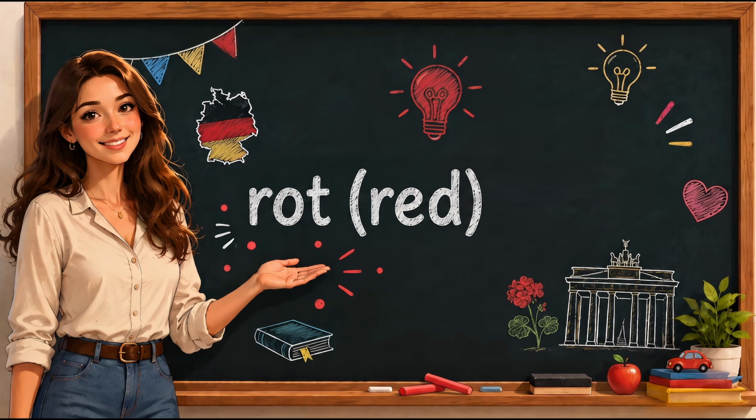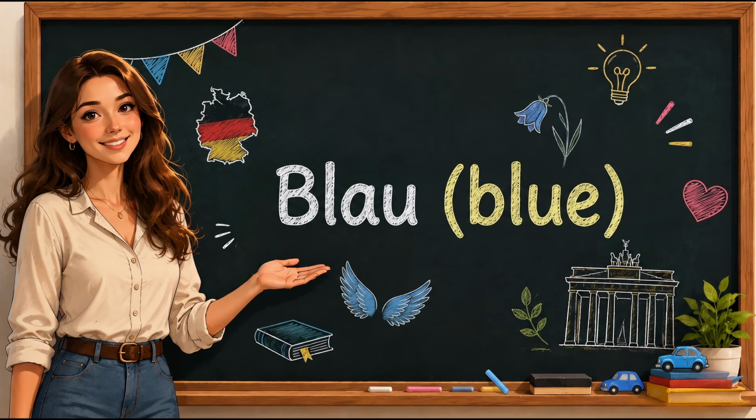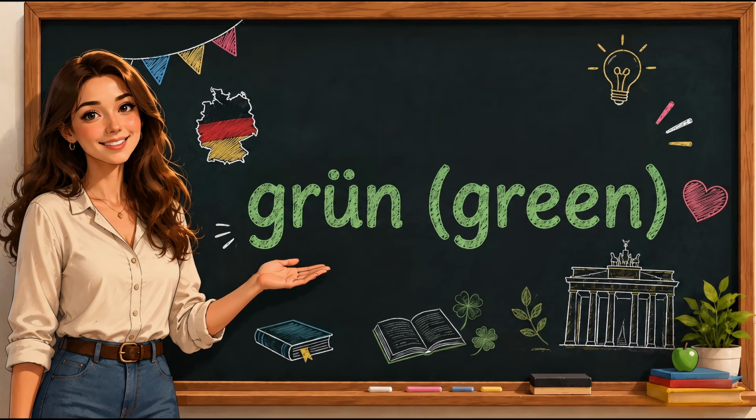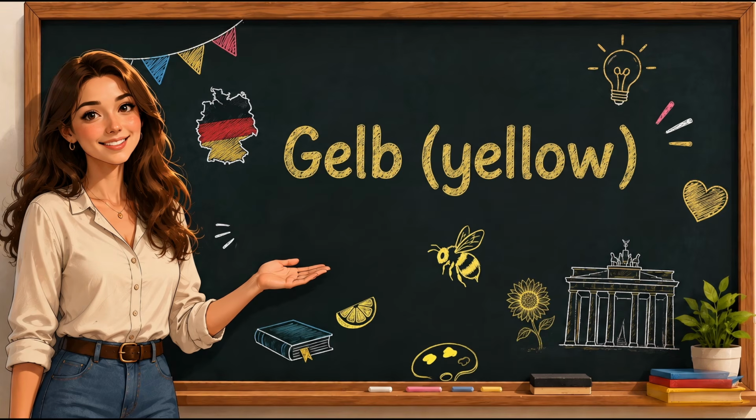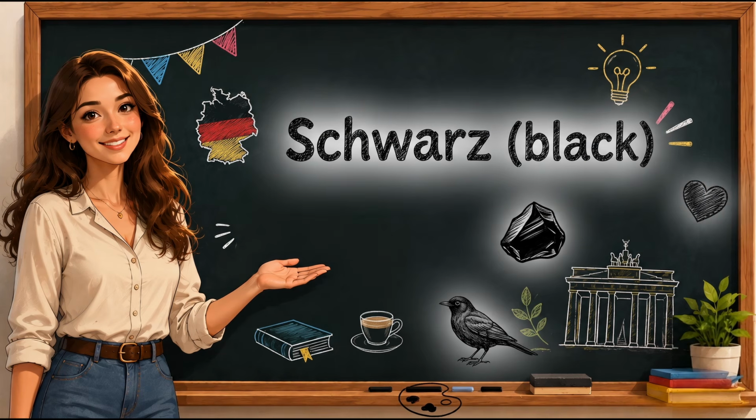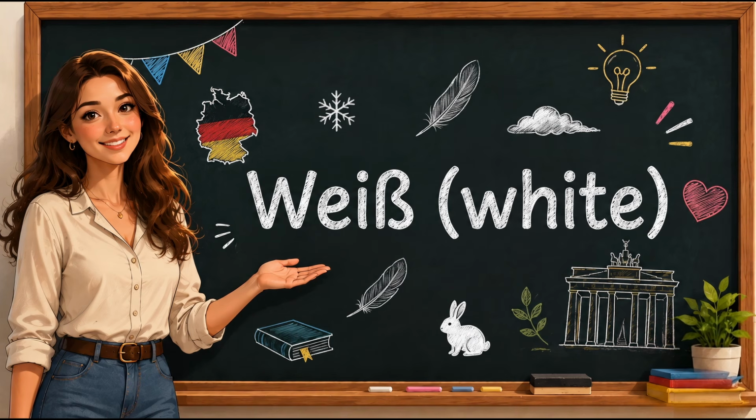Rot. Repeat after me. Rot. Blau. Once again. Blau. Grün means green. Gelb means yellow. Schwarz. Say it again. Schwarz. Weiß means white.